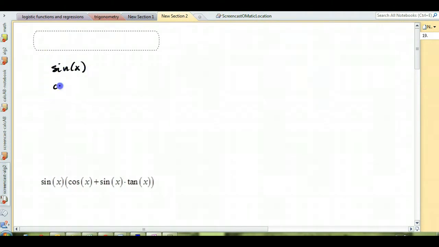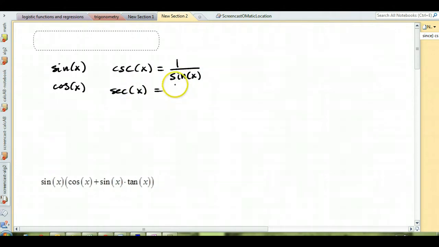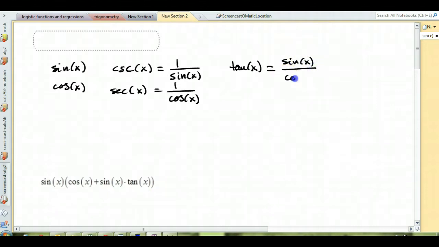Alright, we have cosine x. These for me are the two basic functions. And then we have cosecant x. Cosecant x is just the reciprocal of sine x. Okay. We have secant x, which is the reciprocal of cosine x. We also have tan x. Now tan x, if you look at the notes, it is sine x over cosine x.